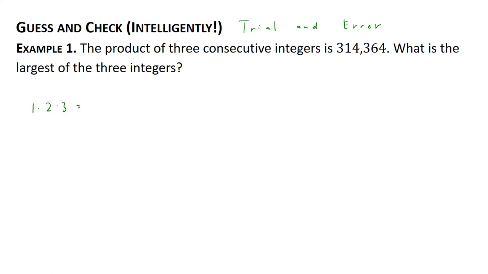1 times 2 times 3, you get 6. Hanggang sa marating mo yung gusto mong product, which is 300,000. Pero sobrang layo niyan. So, napaka-disorganized ng ating pag-guess and check. So, how do we do so intelligently?